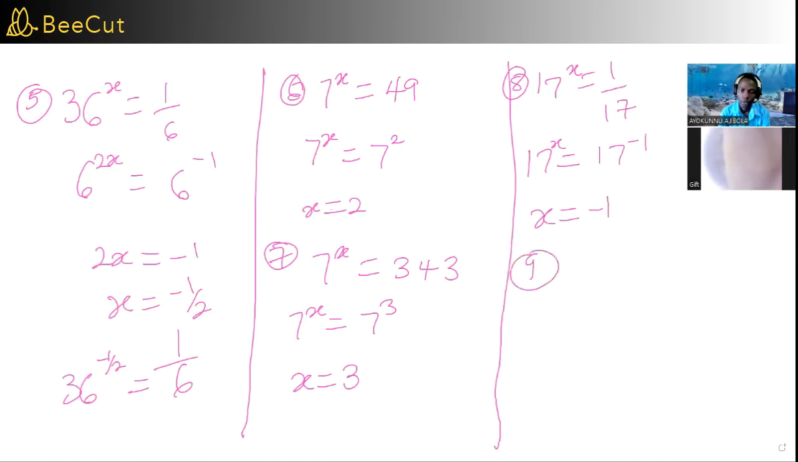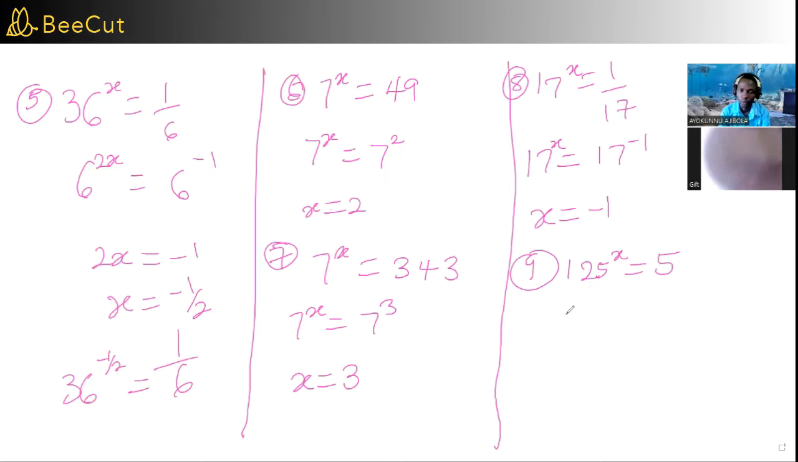Then number 9 question. 125 raised to power x equal to 5. Yes, again, like what we saw the other time, where we said 36 raised to power something equals 6. So this is the same thing.